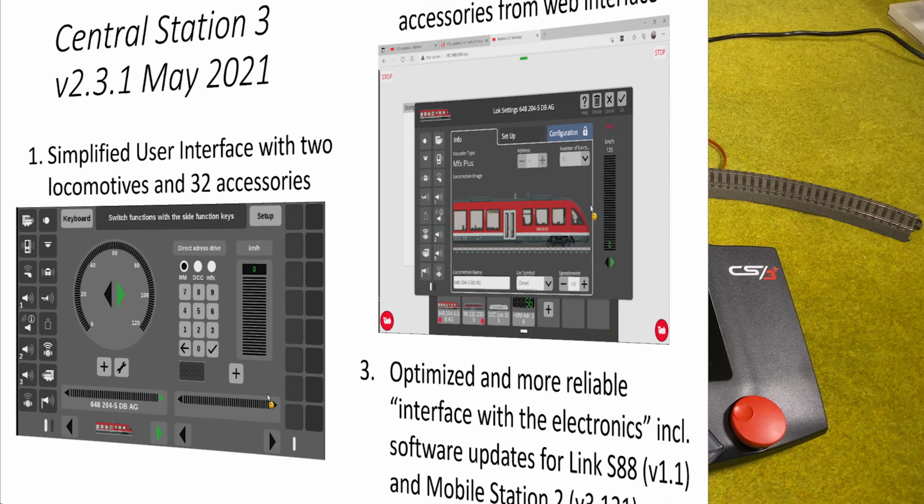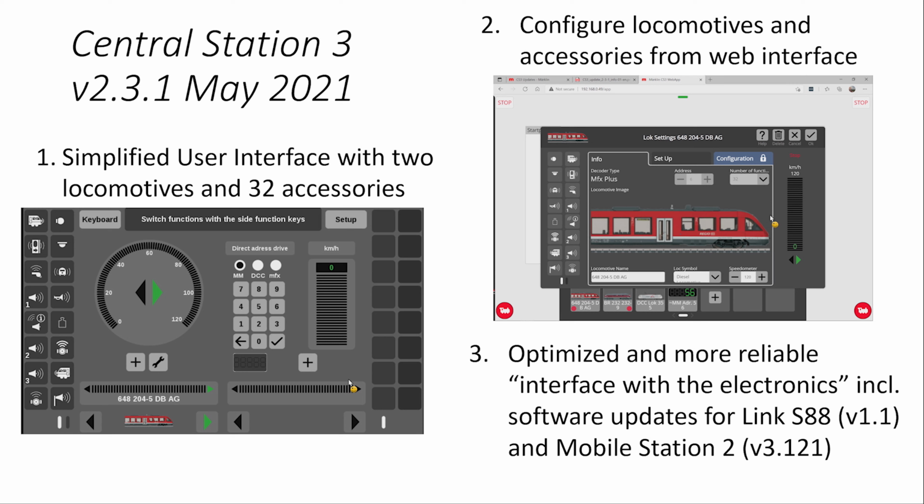What's new in the update? Well, to me there's three big things. There's basically a new simplified user interface. There's the ability to configure locomotives and accessories from the web interface. And then generally there is an optimized and more reliable interface to electronics, MFX, and so on. It also comes with software updates for the Link S88 to software version 1.1 and for the Mobile Station 2 to software version 3.121.